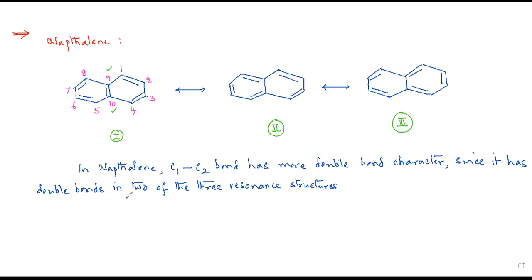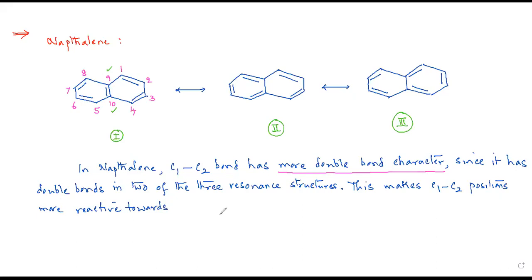Okay, of course, because of this double bond character, the more double bond character that it has at C1 and C2, it actually becomes more reactive towards electrophilic addition at C1 and C2 positions. This makes C1, C2 position more reactive towards electrophilic addition. Okay.